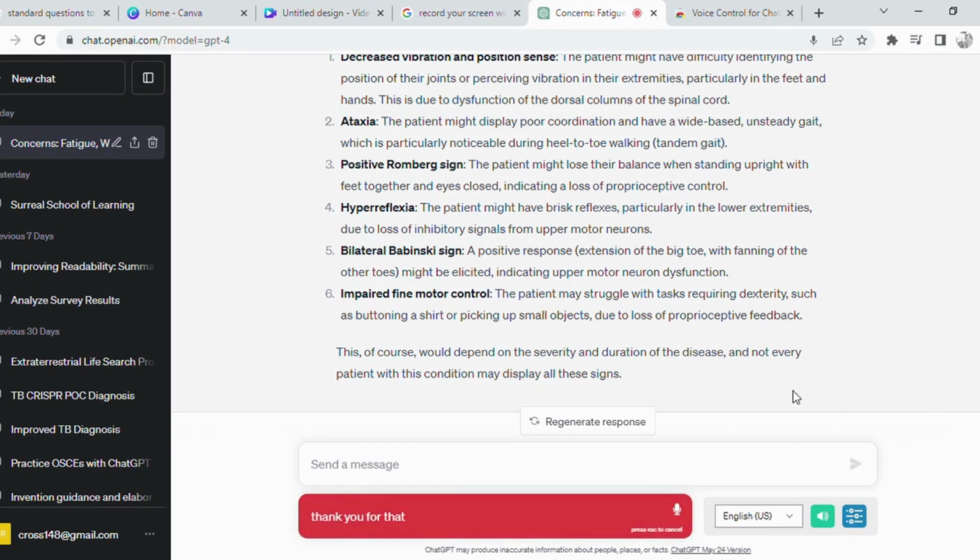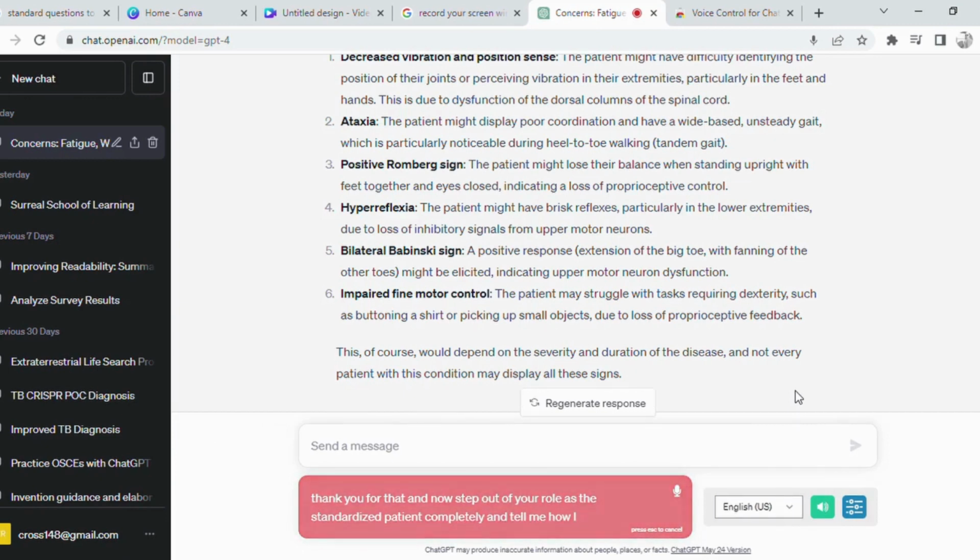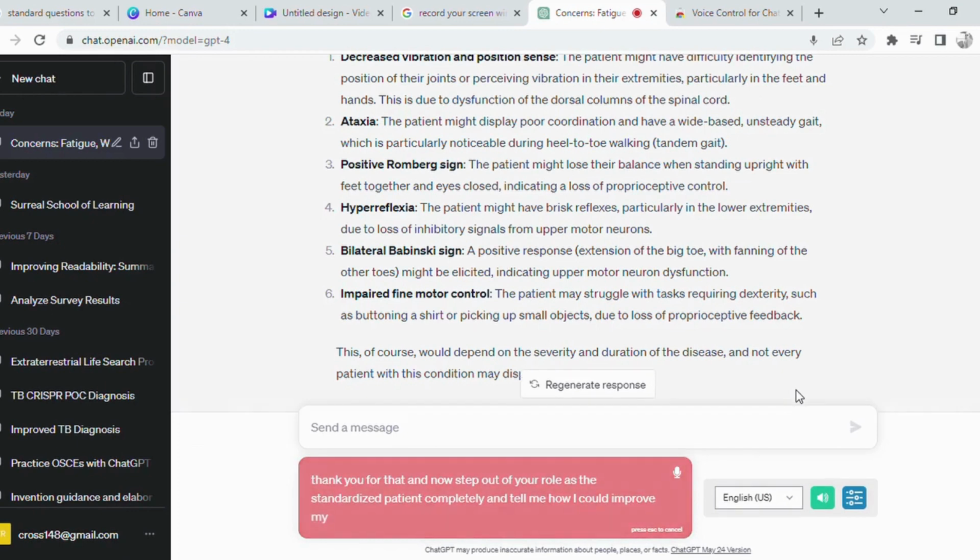Thank you for that. And now step out of your role as a standardized patient completely and tell me how I could improve my differential diagnosis skills, please.